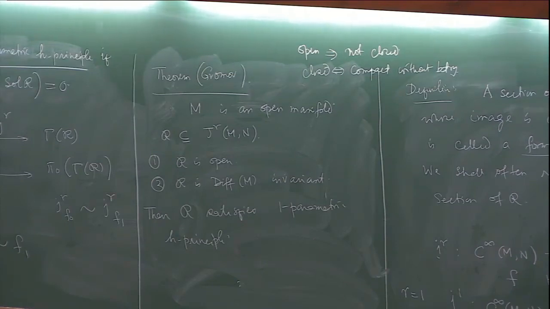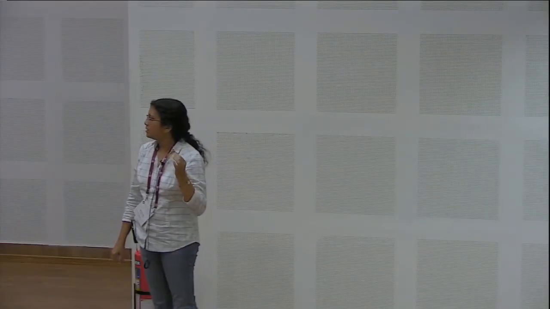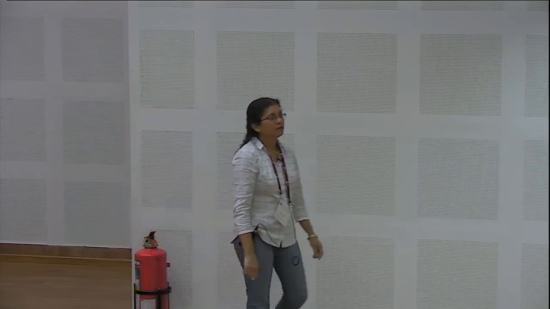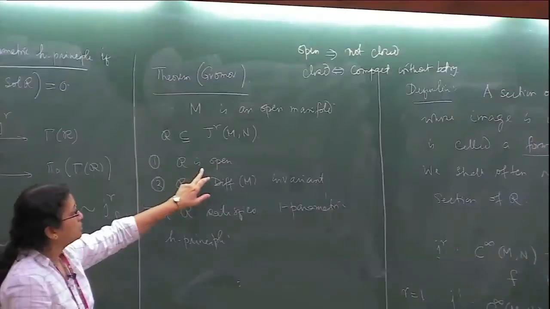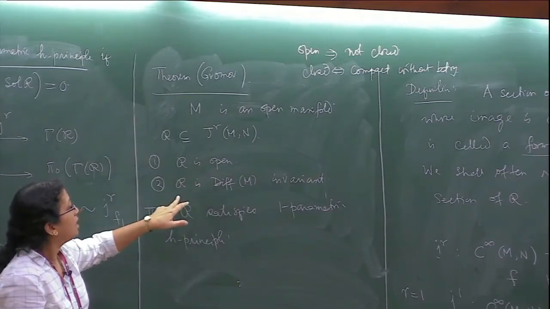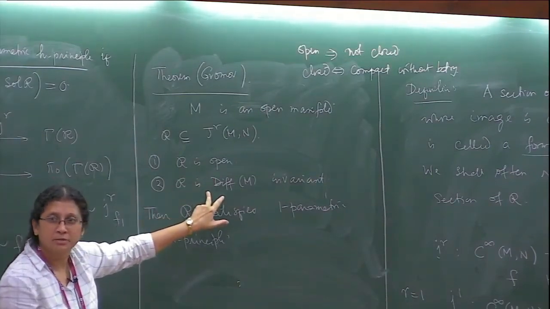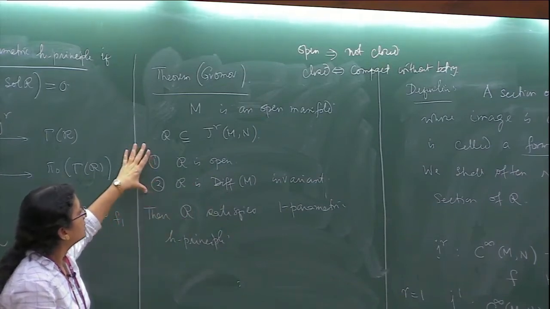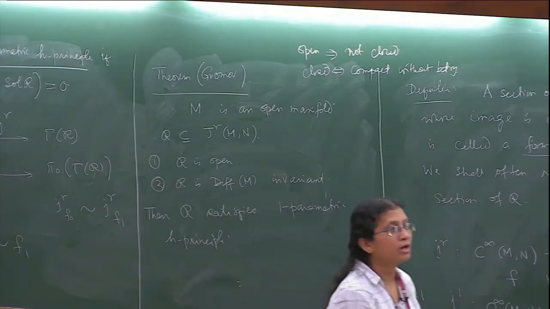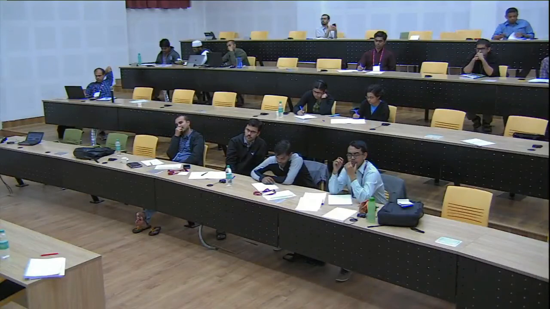The statement is very, very simple. M is an open manifold. Of course, that is a big restriction. We'll see later on how we can also include other kinds of manifolds. R is open. Of course, that is a big restriction because all equations are ruled out. R is Diff invariant. I'll explain what you mean by Diff invariant. Under this condition, R will satisfy one parametric H principle. That means there is a 1-1 correspondence between the components of the solution space and the formal solution space.